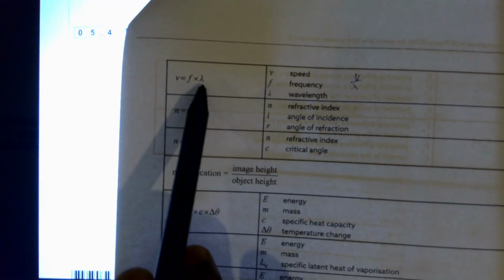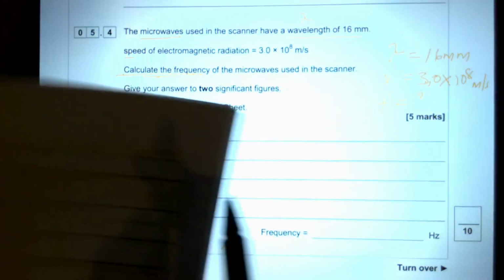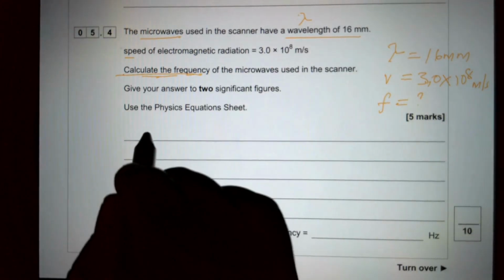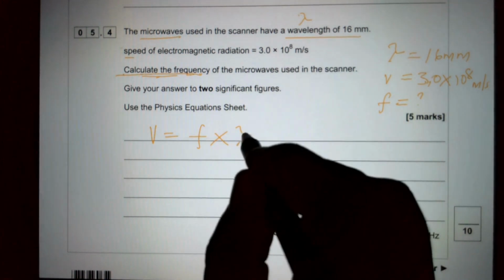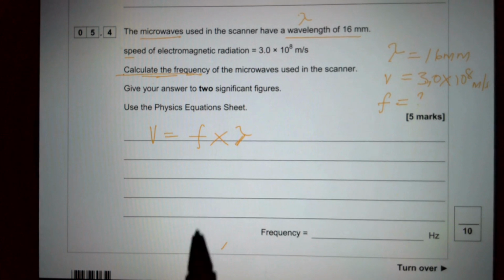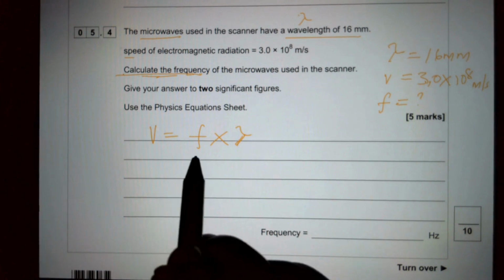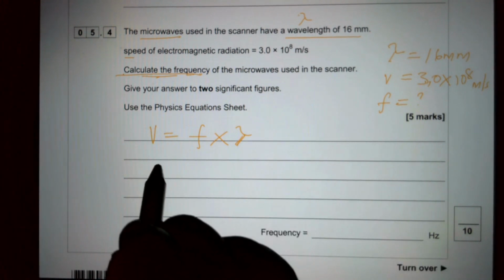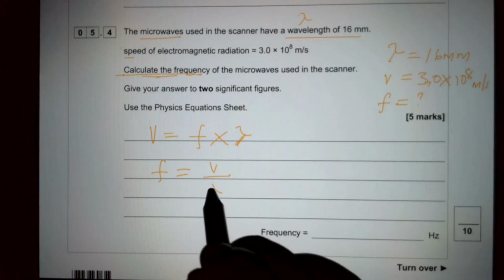So here we go. V is equal to f times lambda, where they tell you that V is speed, f is frequency, and lambda is the wavelength. So we know that the formula that we should use is V for speed is equal to frequency multiplied by lambda. Now the question wants us to find the frequency f, meaning that we need to make f the subject of the formula. Then our formula will be f is equal to V divided by lambda.